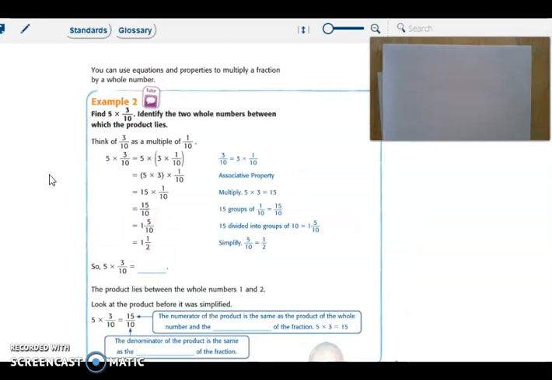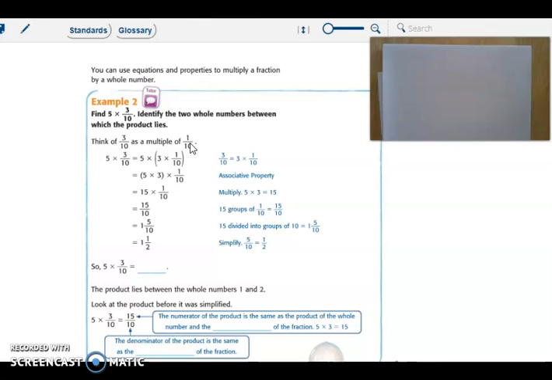Now here's the second example. You can use equations and properties to multiply a fraction by a whole number. So now we're finding 5 times 3/10. And then we're going to identify the 2 whole numbers in which the product lies. Woohoo! Fun. Okay, first we're going to think of 3/10 as a multiple of 1/10.